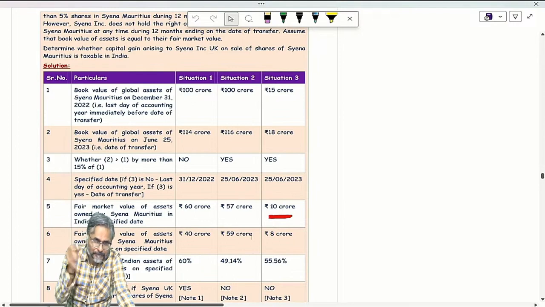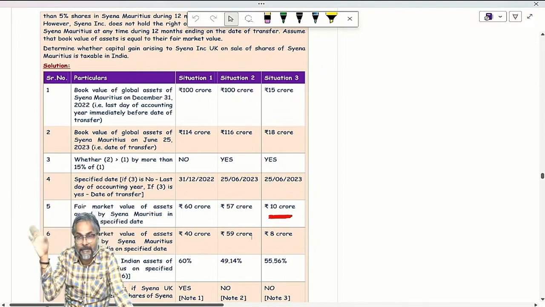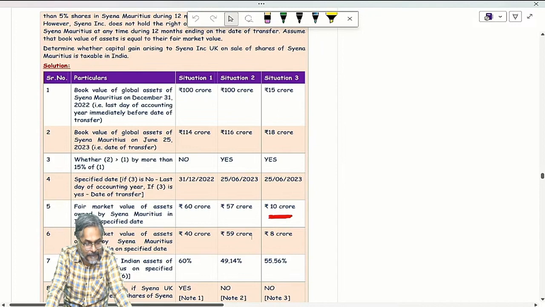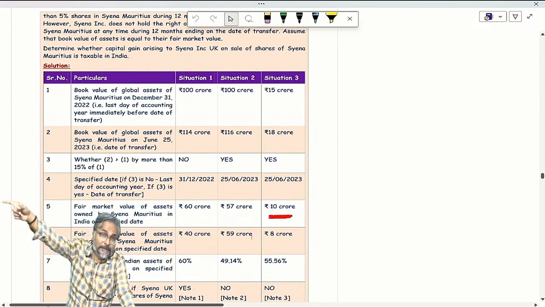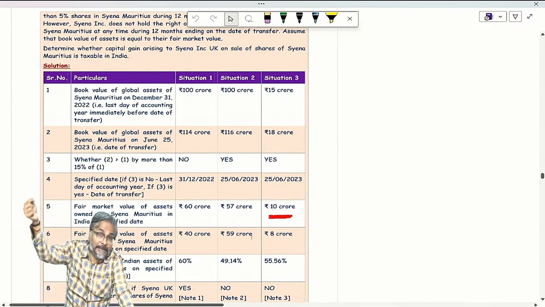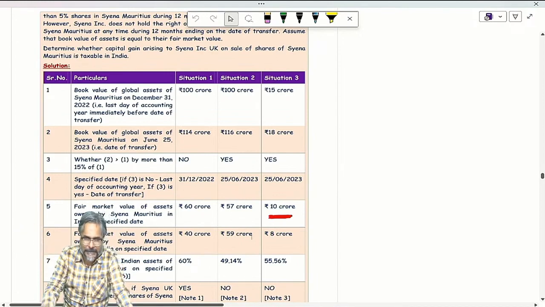That depends upon whether the aggregate book value of the foreign company, the total book value of all the assets of the foreign company, exceeds by more than 15%. And if it exceeds by more than 15% as on the date of transfer, in that particular case we will take up the date of transfer as the relevant date, or else it will be the balance sheet date before the date of transfer. That is what we have discussed. This is how things should be considered.